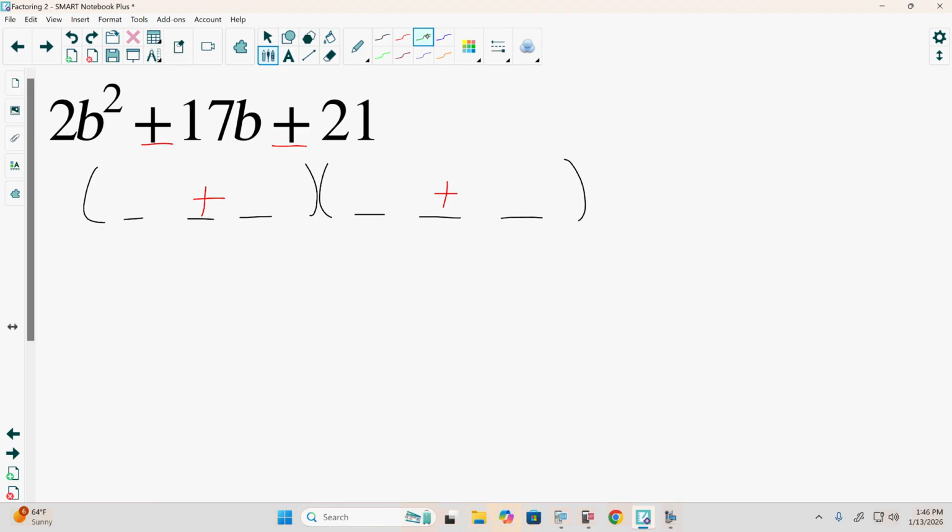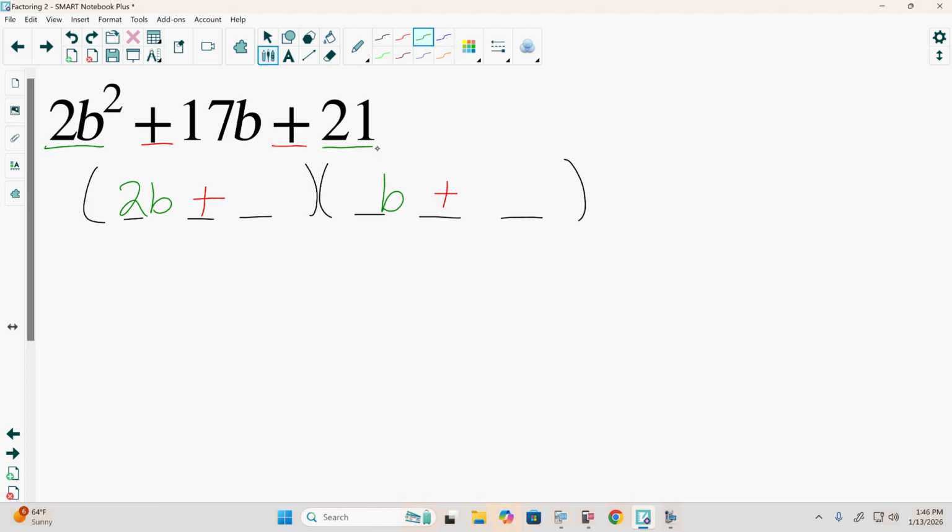Now, our factors of our first term, 2b squared. Well, the factors of b squared are b and b. What are our factors of 2? 1 and 2, yes? Are there any others? No. So we just need to put the 2 in front of one of the b's. We can put 1 in front of the other, but 1b and just b are understood to be the same. Yes?